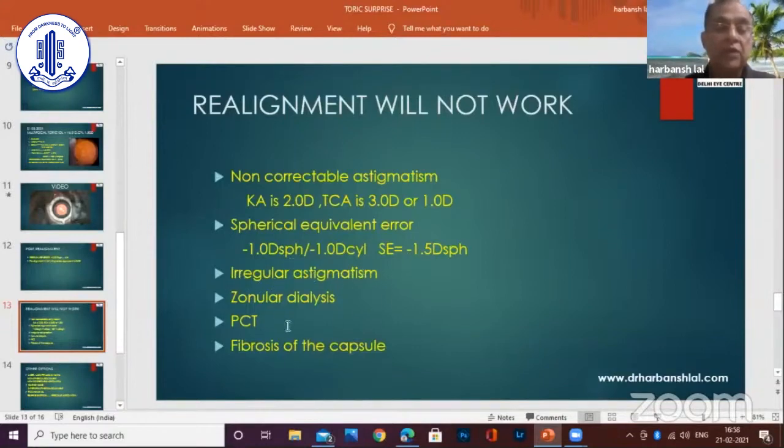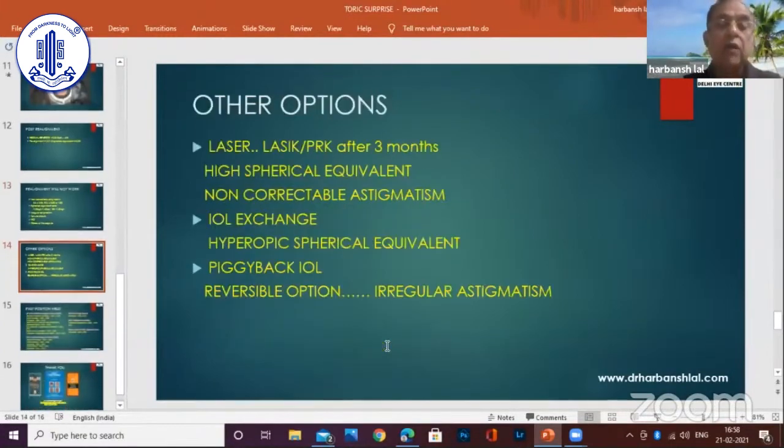If there is a zonular dialysis, PCO, or fibrosis of the capsule, sometimes if the capsule is too fibrous, maybe after 3 months or so, it may be very, very difficult to place the lens into the new position, because the separation of the capsule may be very difficult. So it is better to do it early on. And other options are, of course, laser, which could be LASIK or PRK after 3 months.